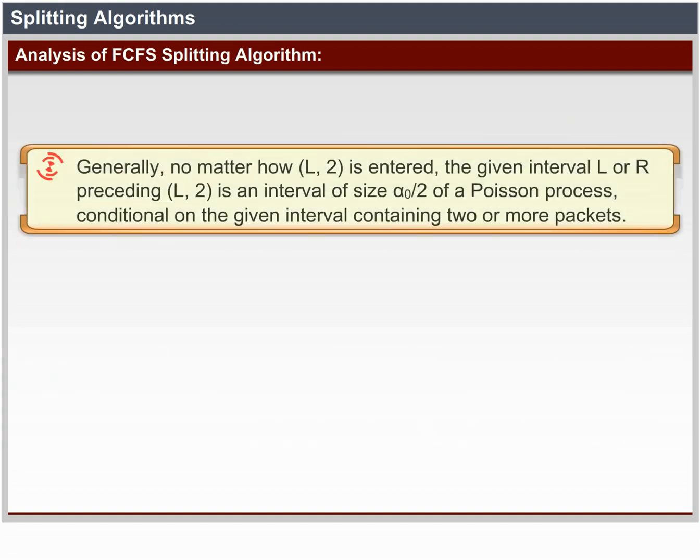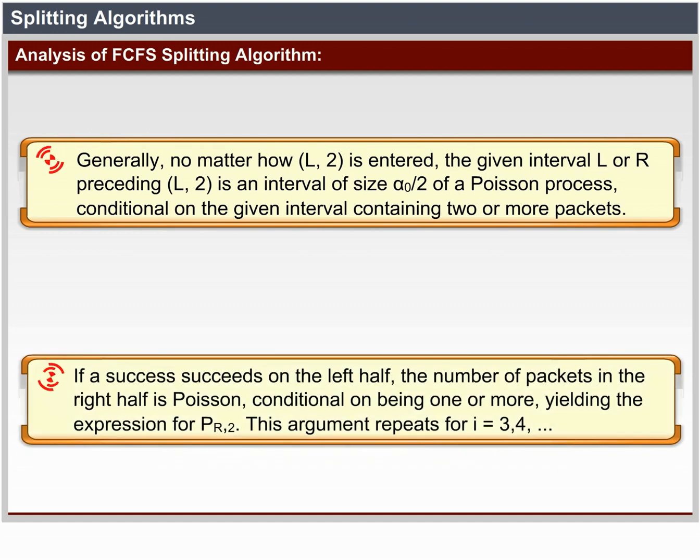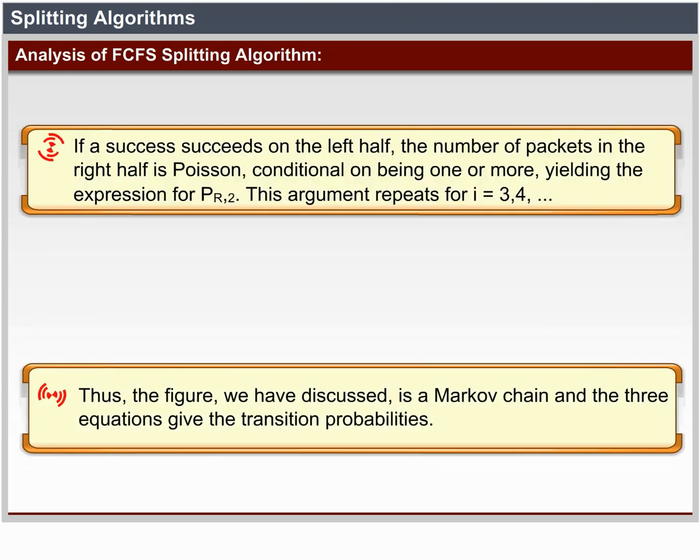Generally, no matter how L,2 is entered, the given interval L or R preceding L,2 is an interval of size alpha naught by 2 of a Poisson process, conditional on the given interval containing 2 or more packets. If a success occurs on the left half, the number of packets in the right half is Poisson conditional on being 1 or more, yielding the expression for P_R,2. This argument repeats for i equal to 3, 4, and so on. The process discussed is a Markov chain, and the three equations give the transition probabilities.